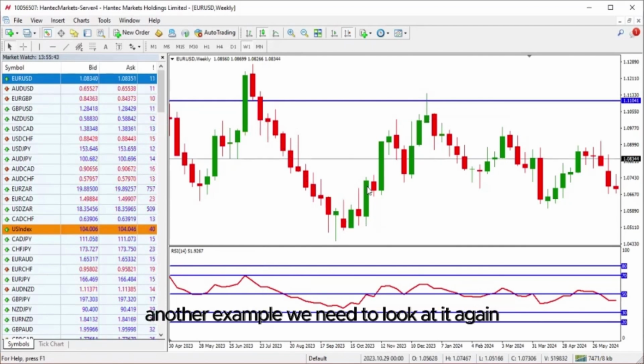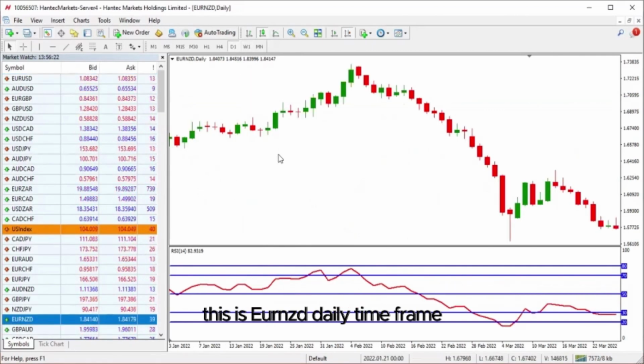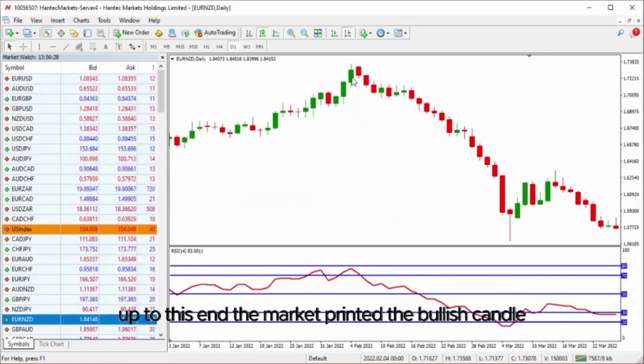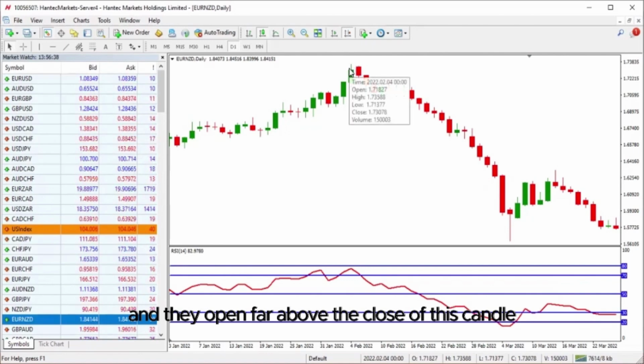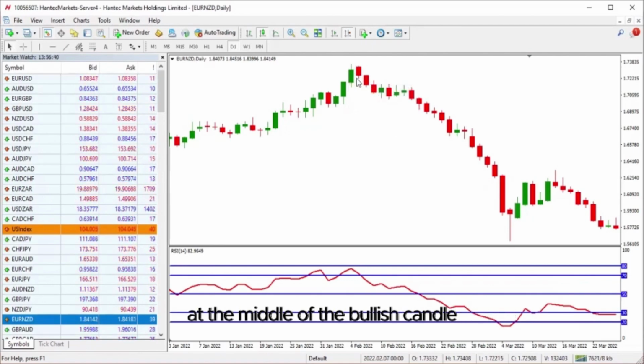Another example we need to look at is Euro NZD daily time frame. This is Euro NZD daily time frame. If you look at this market, the market has been maintaining a bullish move. Up to this end, the market printed the bullish candle. The next day, the sellers came in and they opened far above the close of this candle, and then they closed at the middle of the bullish candle. This is a sign that this bullish move is losing momentum.